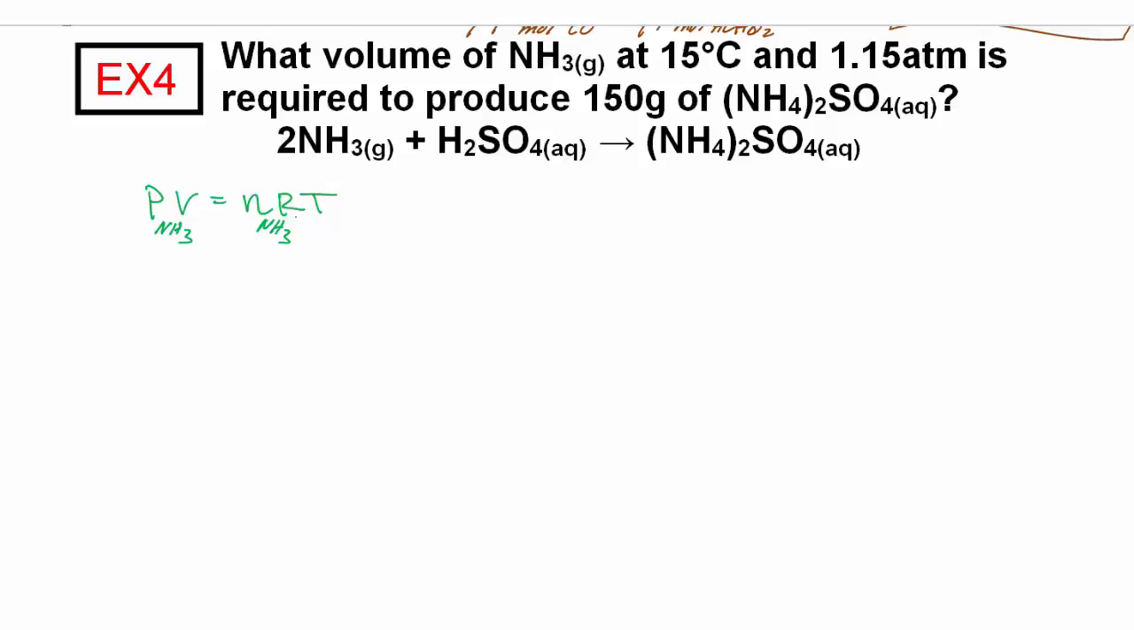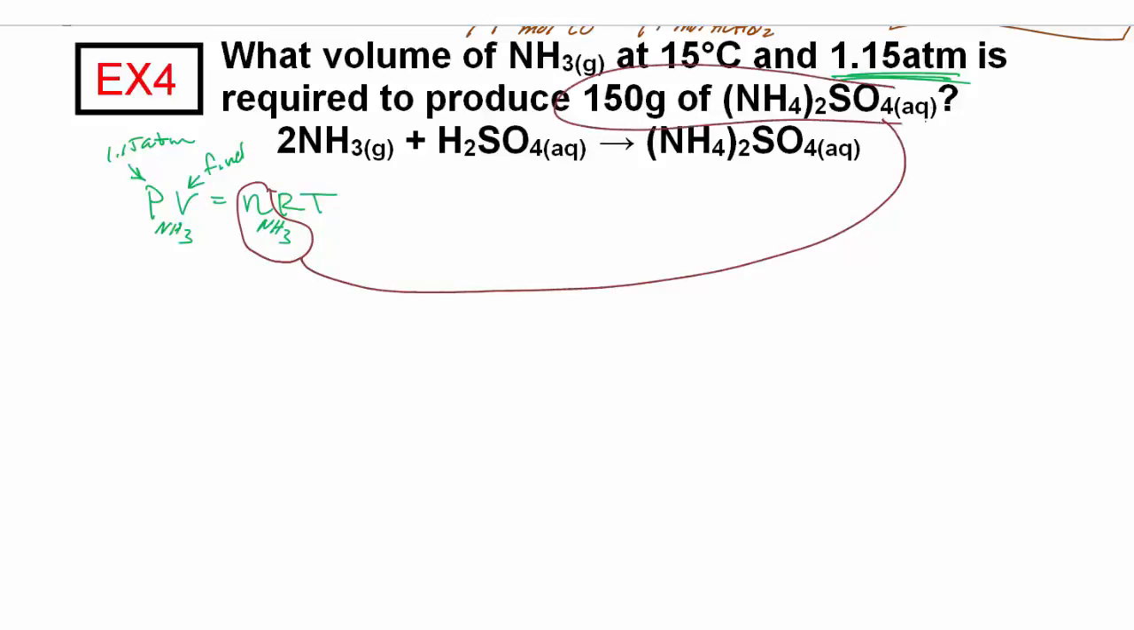Do I know the pressure due to the ammonia? It's not being collected over water or anything like that, so it's just going to be 1.15 atmospheres. The volume, that's what I'm trying to find. The number of moles of ammonia, I'm just going to use the mole bridge, molar mass, that's right here. And I'll convert. Gas constant, I know. Temperature, I know. Not a problem. So try it. See if you can get the right answer.